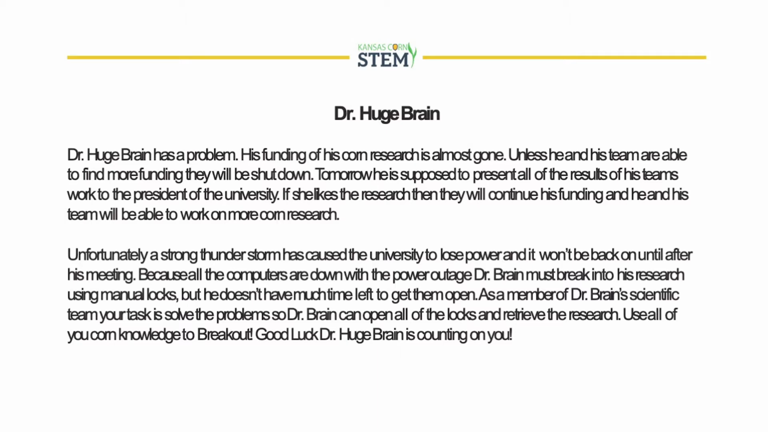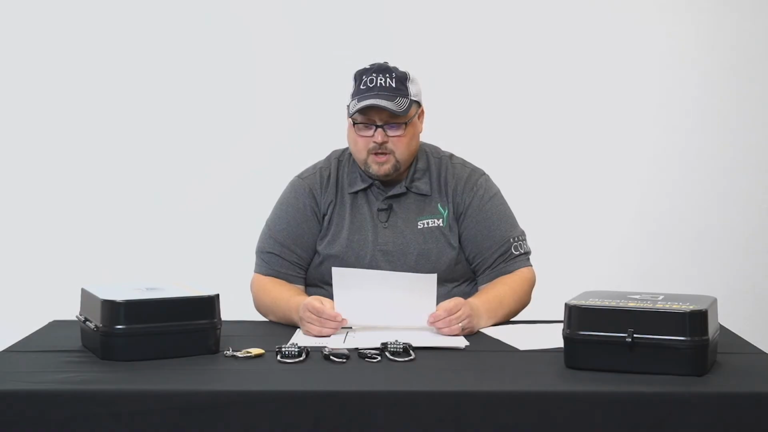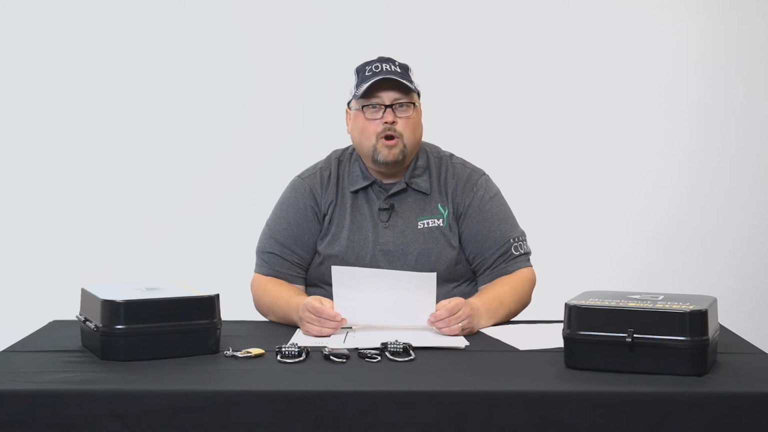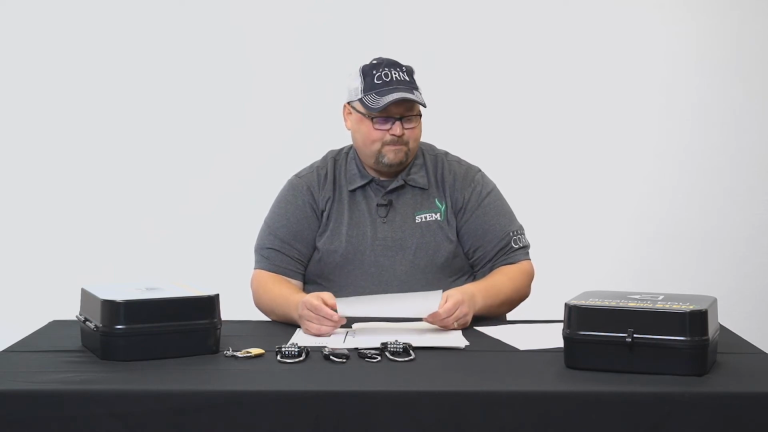Unfortunately, a strong thunderstorm has caused the university to lose power, and it won't be back on until after his meeting. Because all the computers are down with a huge power outage, Dr. Brain must break into his research using manual locks, but he doesn't have much time left to get them open. As a member of Dr. Brain's scientific team, your task is to solve the problem so Dr. Brain can open all of the locks and retrieve the research. Use all of your corn knowledge to break out. Good luck. Dr. Huge Brain is counting on you.